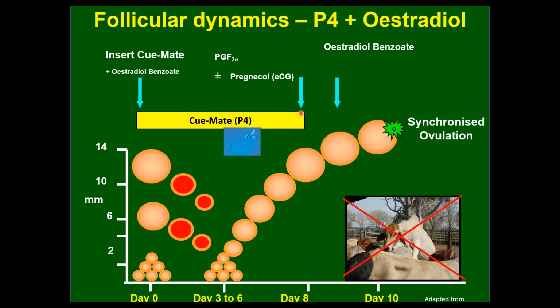At the time of QMate removal, usually day 8, we administer a dose of prostaglandin. The reason we do this is because we're usually unsure whether the cow or heifer has a corpus luteum, and this ensures that we remove all circulating progesterone. And at this time, we can choose to use Pregnicol as follicle fertilizer to improve the dominant follicle growth.